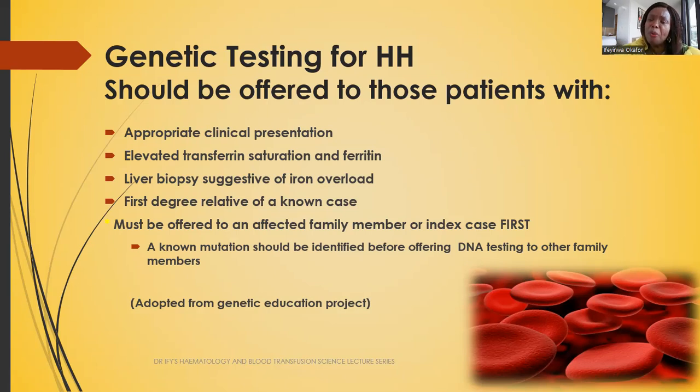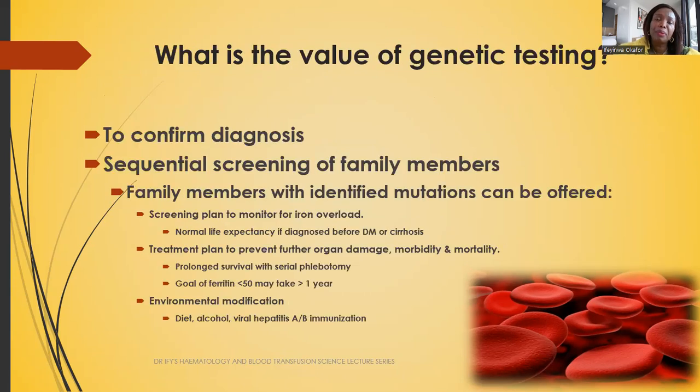So the next thing to do is to order genetic testing for the patient. Other people that can also be offered genetic testing are first-degree relatives of a known case. Genetic testing must be offered to an affected family member first. A known mutation should be identified before offering DNA testing to other family members.